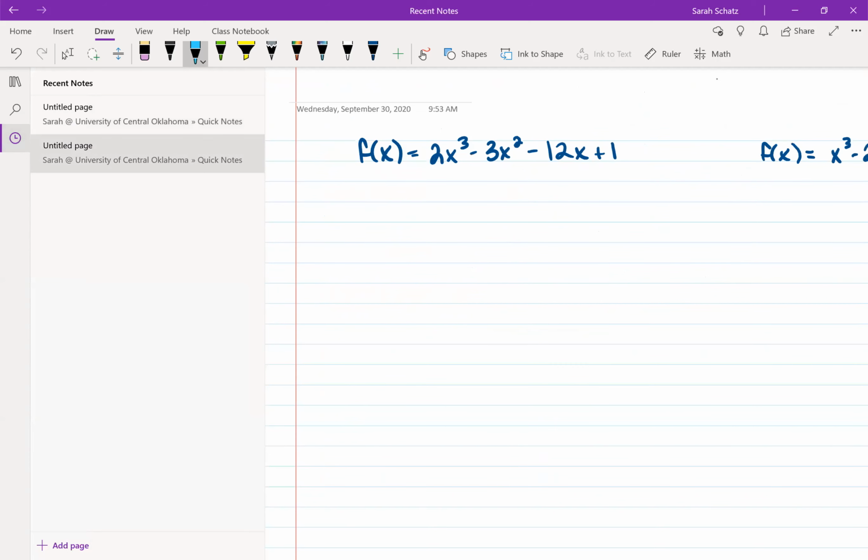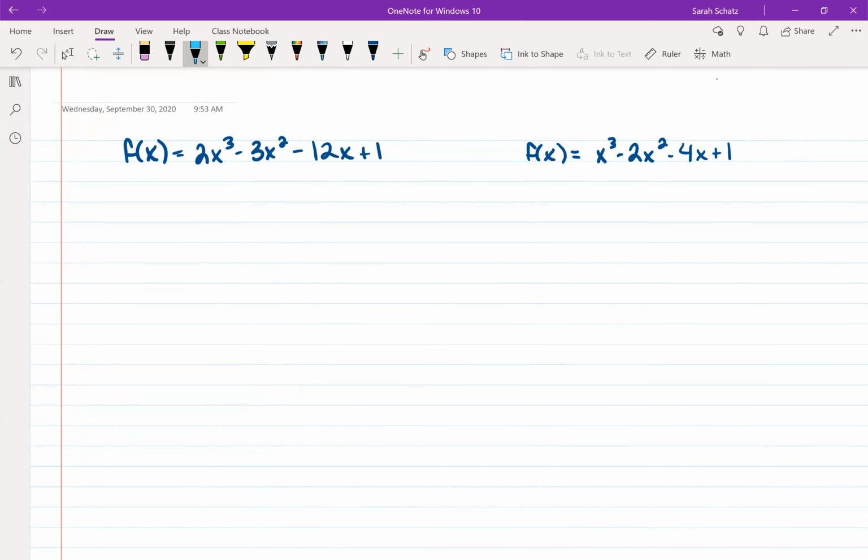It's on this page. All right, so I've got a couple of examples here. Oh, I forgot to write the intervals. Hold on, let me get them. 0 to 4, okay. All right, so on this example here, I've got f of x equals 2x cubed minus 3x squared minus 12x plus 1. I want to find any absolute extrema.